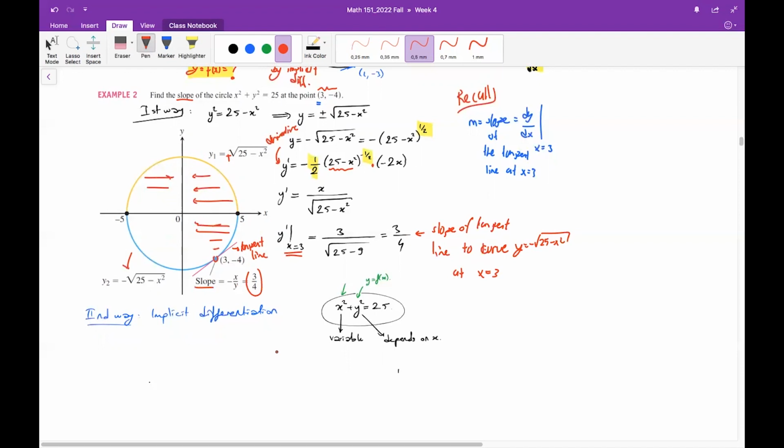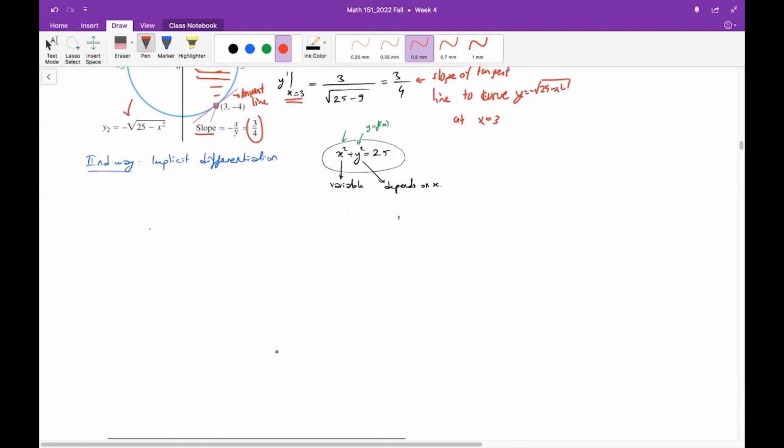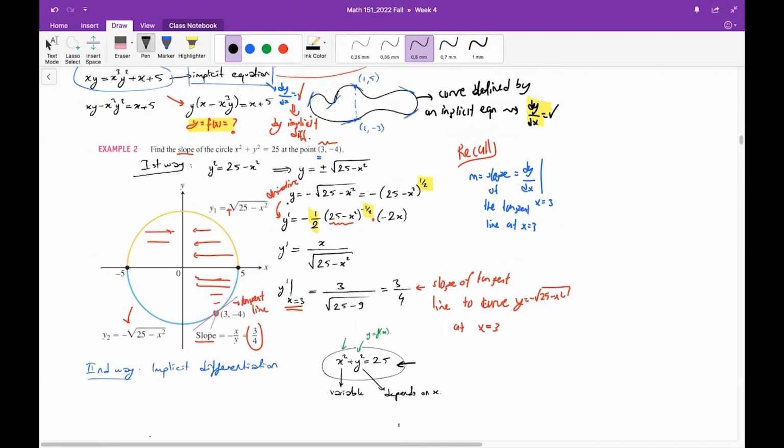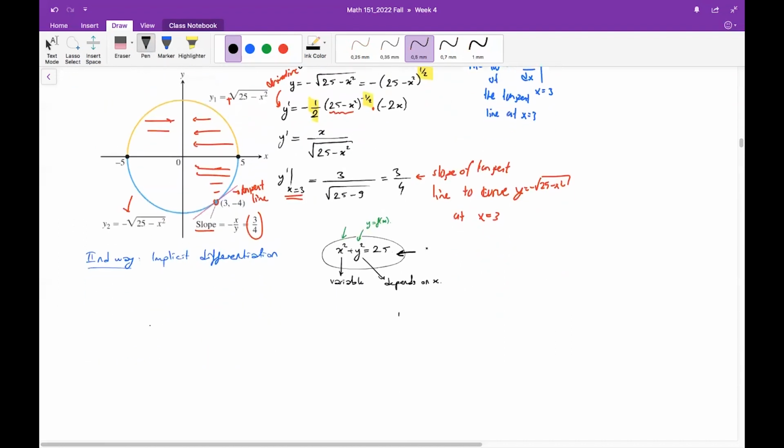Okay, now look at the second way. We will keep the implicit differentiation now without solving y in terms of x, which was the strategy that we used in the previous solution. We solved y in terms of x, and by using differentiation rules, we computed the first derivative. But here, we want to keep this implicit equation, and we still can find the first derivative of the y function with respect to x.